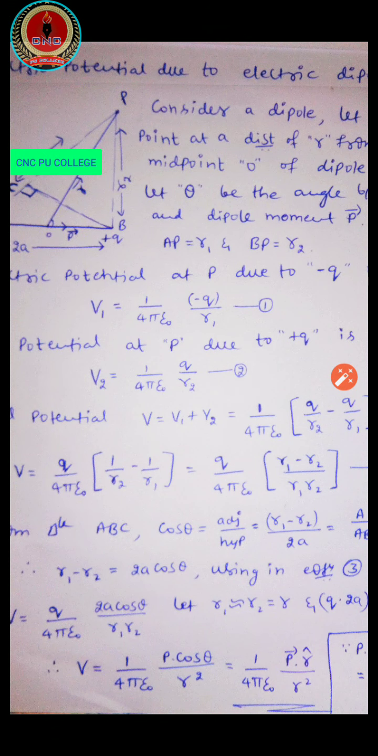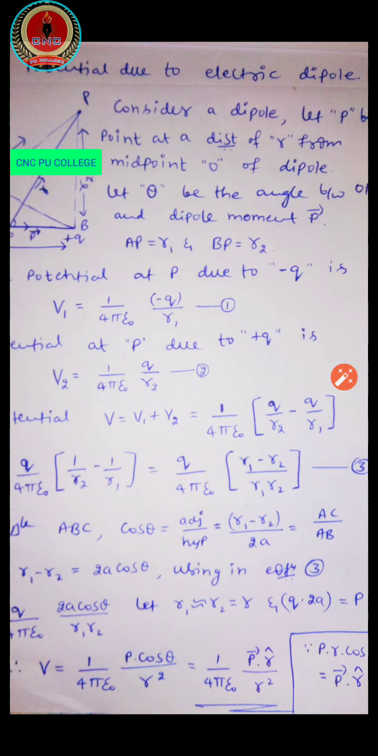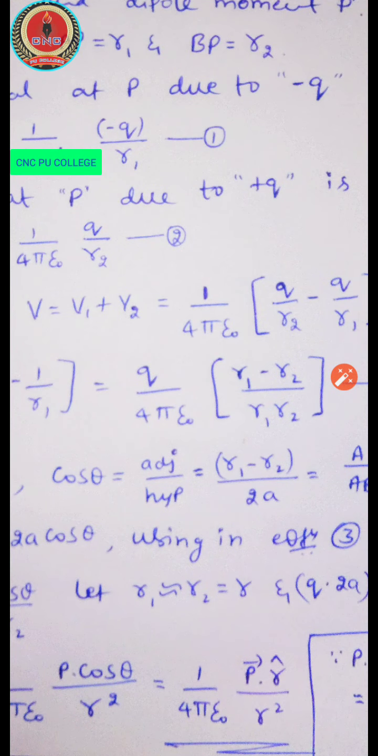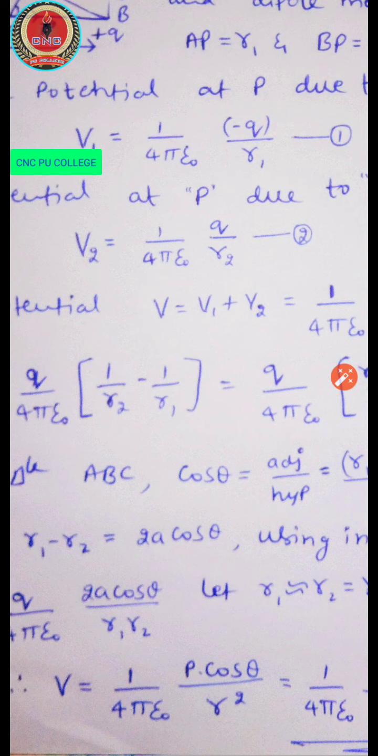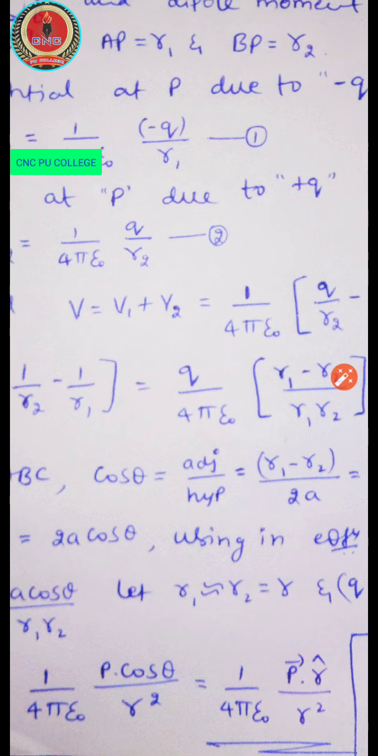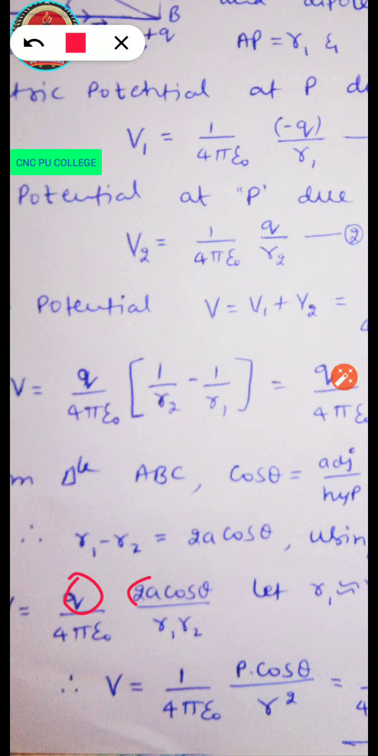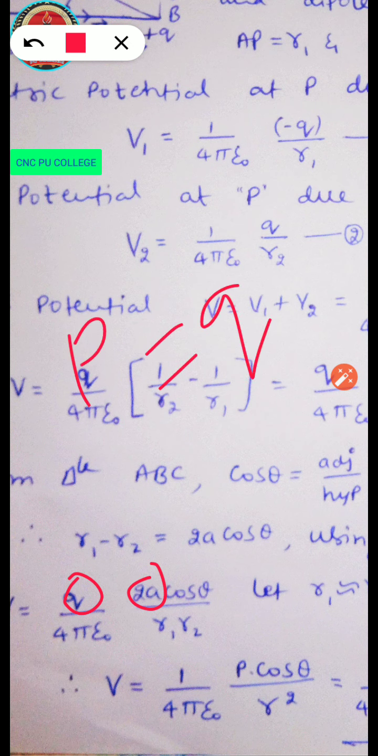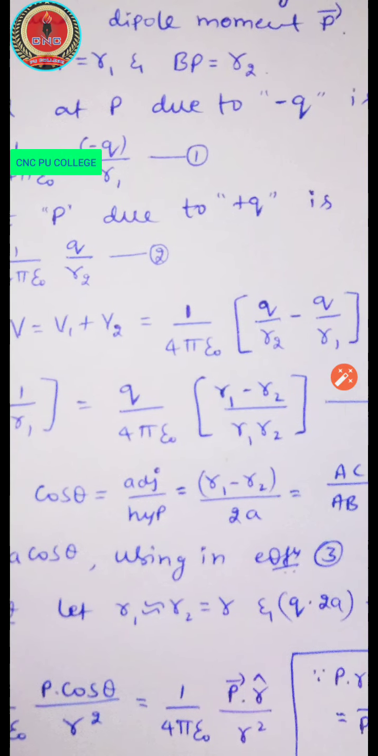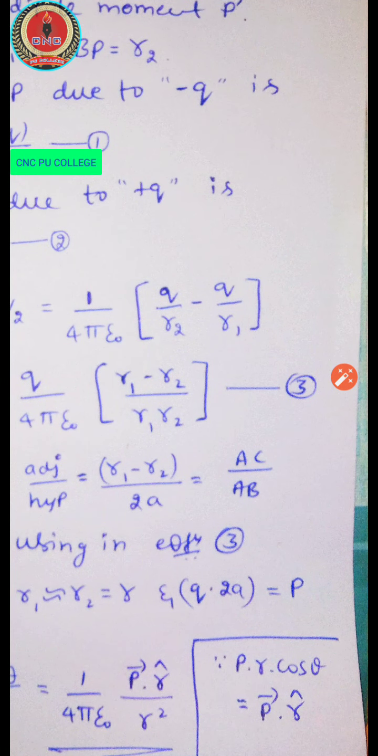To get the standard equation, we are making an assumption that r1 is approximately equal to r2, that is equal to r. In the denominator r1 r2 is approximately r squared, and in the numerator we have Q and 2a. As we are dealing with a dipole, the expressions must be represented in dipole moment. We already know that p is equal to Q into 2a. Therefore, we are considering Q into 2a as p.